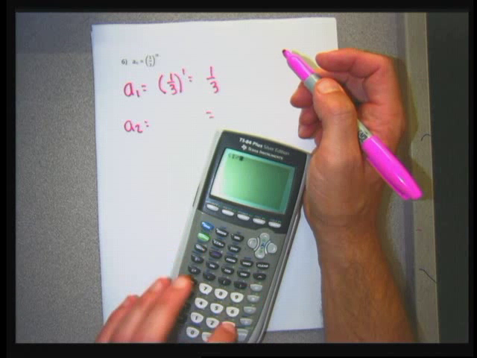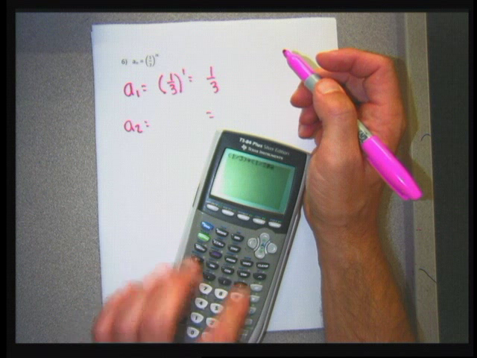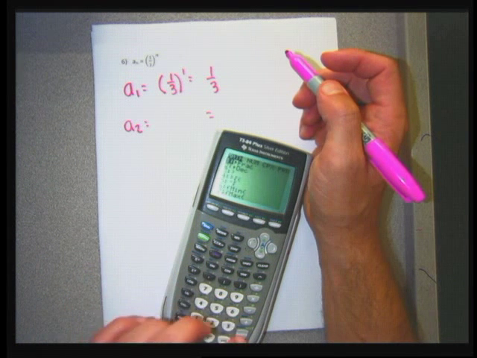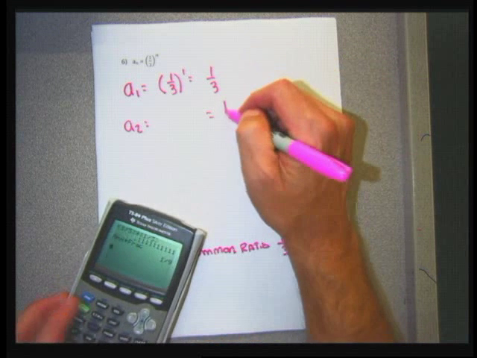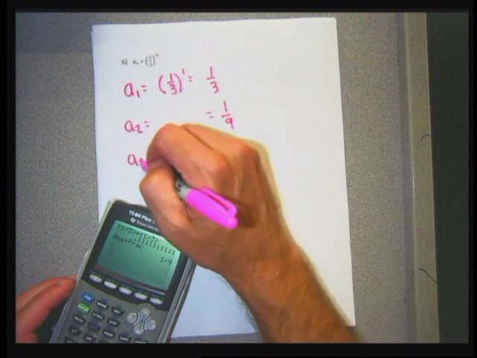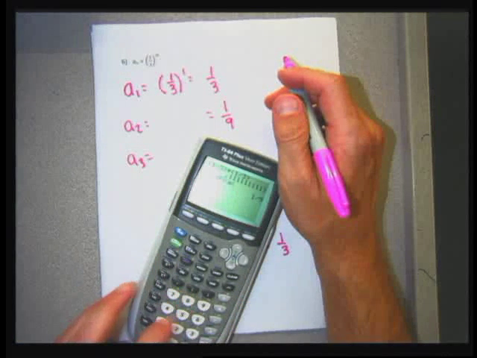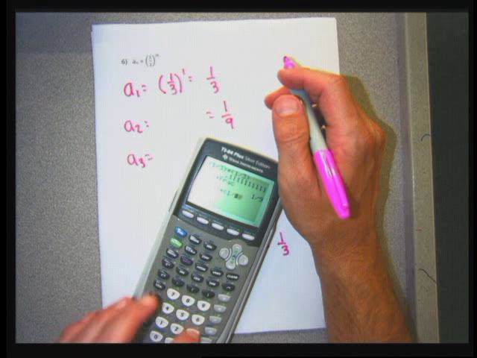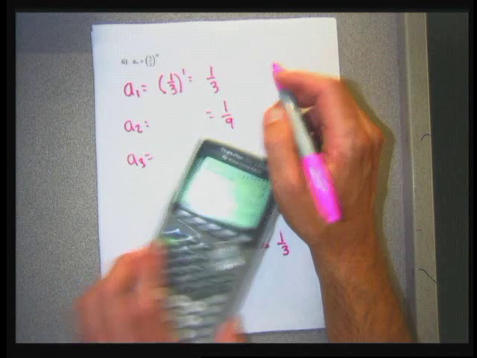Parentheses 1 divided by 3 times parentheses 1 divided by 3 equals, and then math enter to make that into a fraction. 1/3 times 1/3 is 1/9. So if the second term is 1/9, let me do what the third term should be, 1/9 times 1/3. Let me do that. 1 divided by 9 times parentheses 1 divided by 3. 1/9 times 1/3 is 1/27.